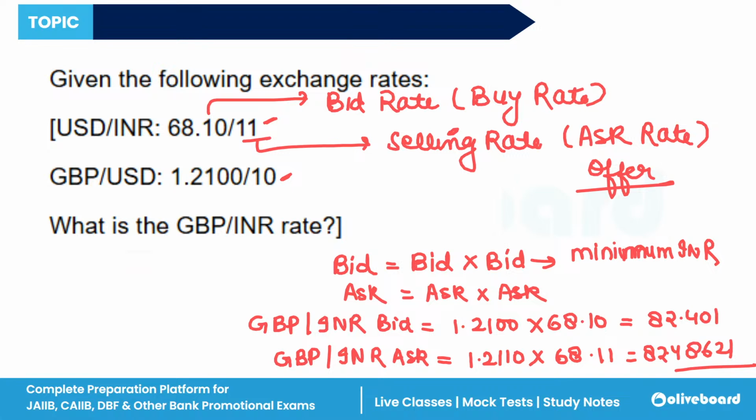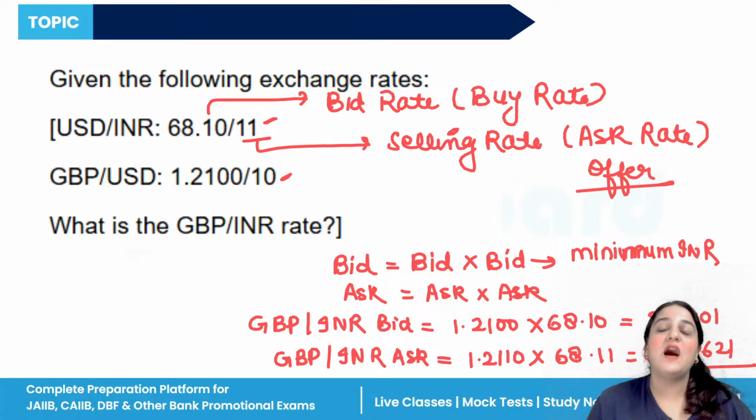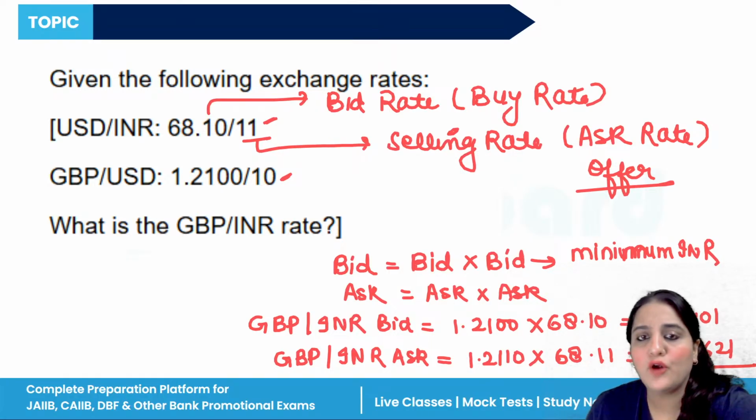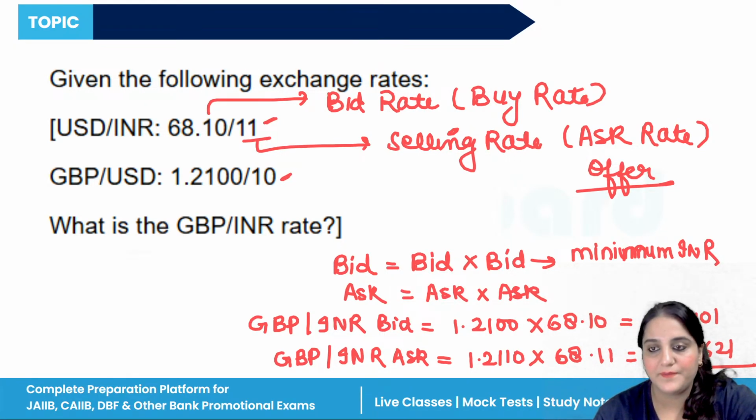So we can say that the ask rate, the bank pays to buy the British pound, is the higher rate, and basically whatever the bank charges for selling, that is called the ask rate. Okay, got it? How to get the answer in this? Bid is multiplied by bid and ask is multiplied with the ask rate. Clear?